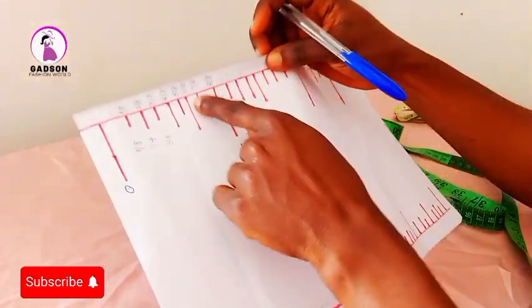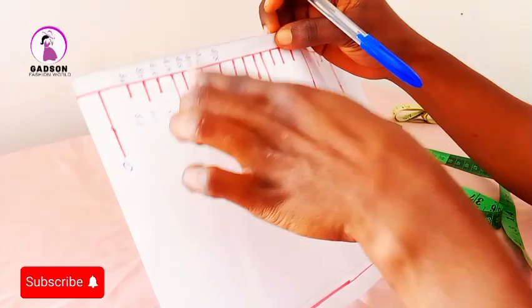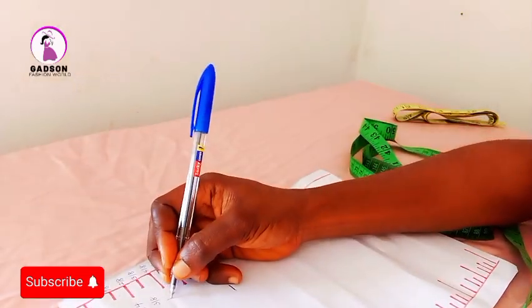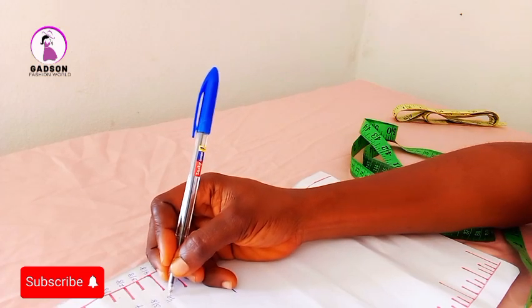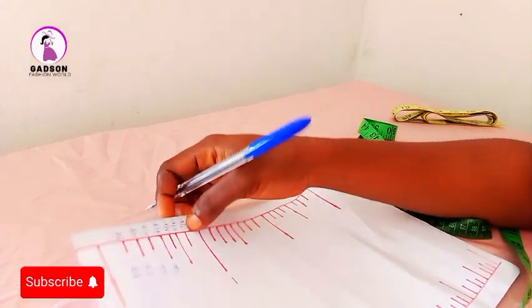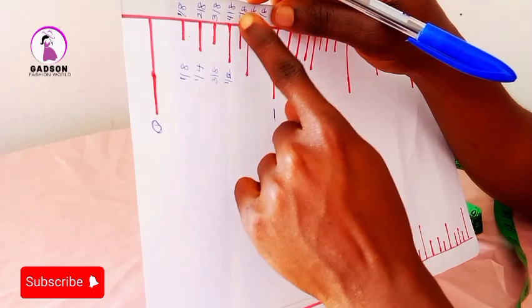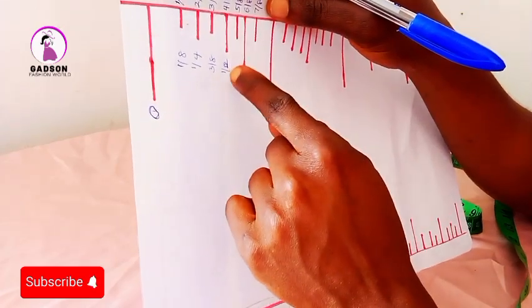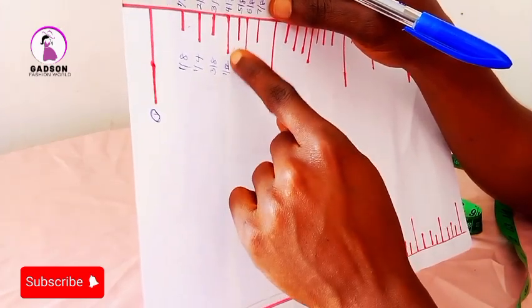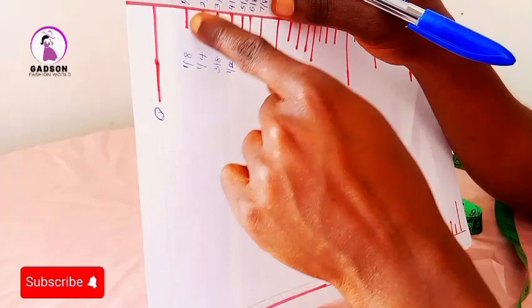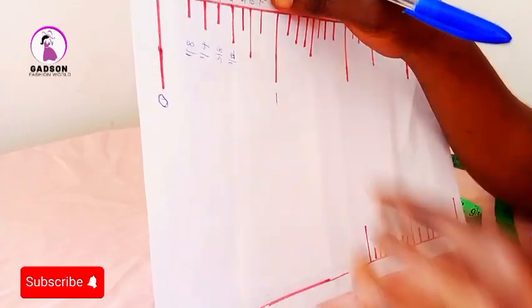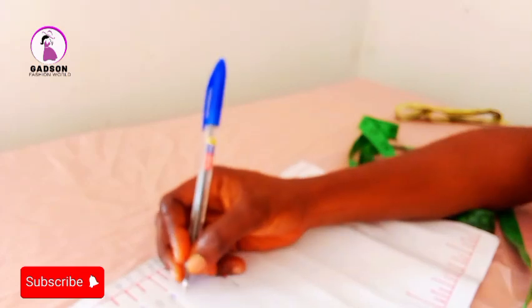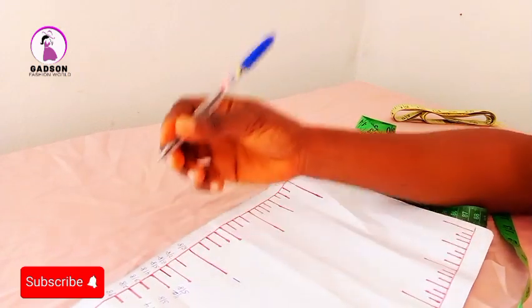So this 4 over 8, we can still break it down. 4 can still cut 8. So we have 1 over 2. In this 4 over 8, we have broken it down to 1 over 2, which is half of this line. You can see it is standing at the middle. So we name it half. The 5 over 8, we still put it there as 5 over 8.